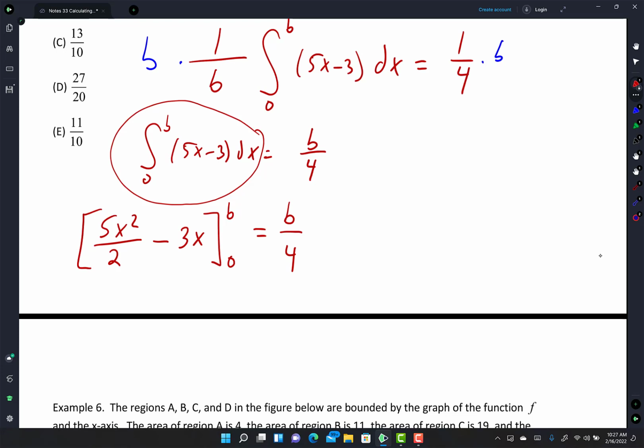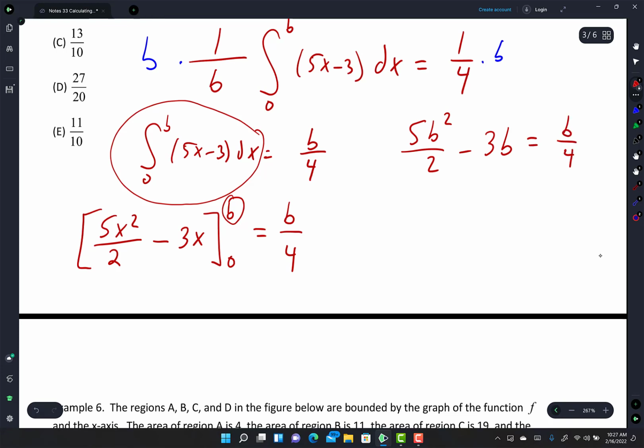Do I have to worry about that 0? No, because it's going to zero out. If I had exponentials, then it wouldn't, but I have a polynomial, so it's going to zero out. So all you're going to have is what letter? B's. So here we go: 5b squared over 2 minus 3b equals b over 4. Oh no, now what? You're done. You're just doing algebra now.